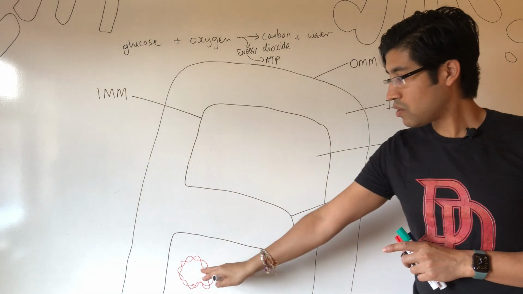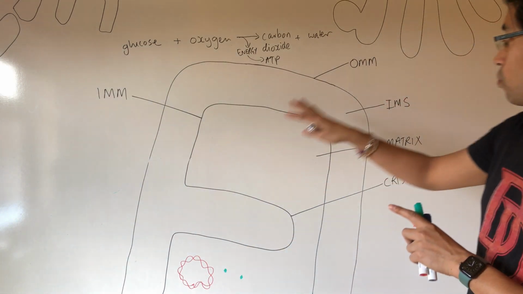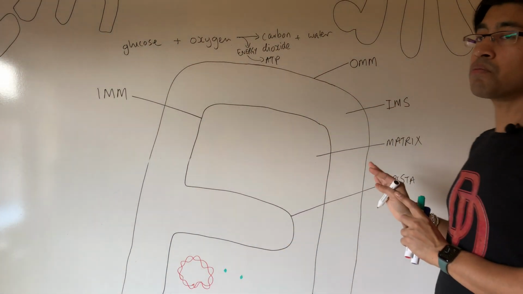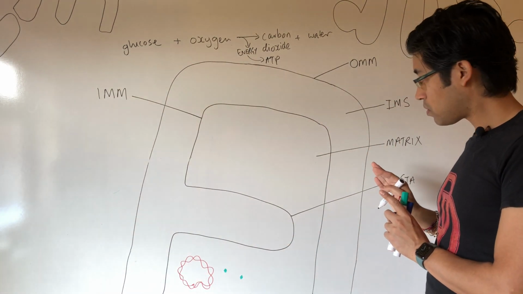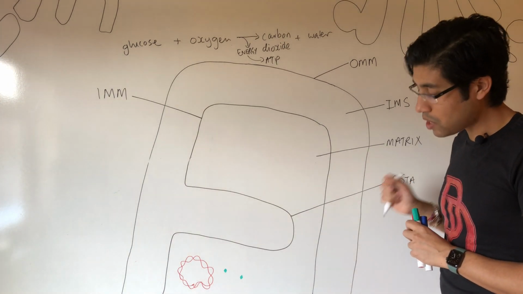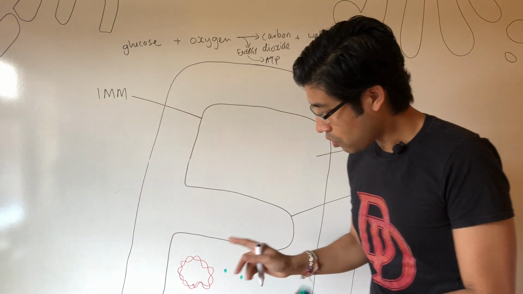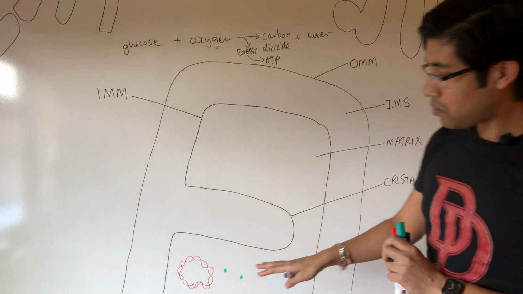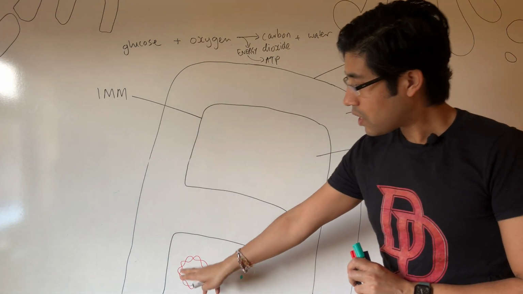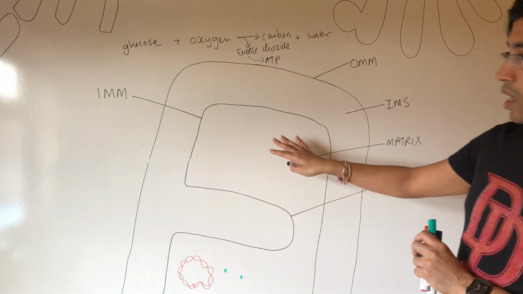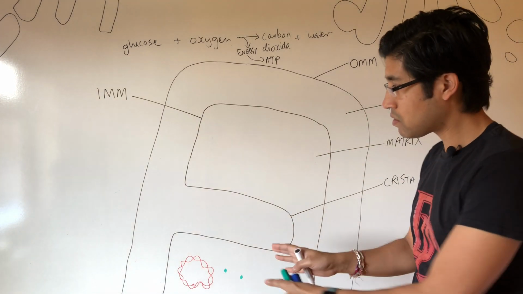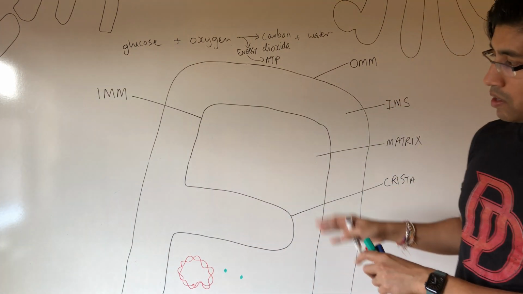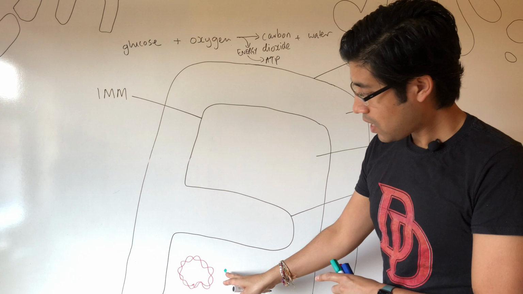Now these things wouldn't be visible, so what I've labeled here might be visible under an electron microscope or in an electron microscope image. The following will not be visible in an electron microscope image. As far as I know, that's the circular DNA that has some genes that are used by the mitochondria.